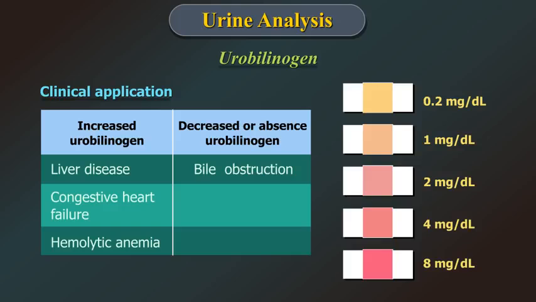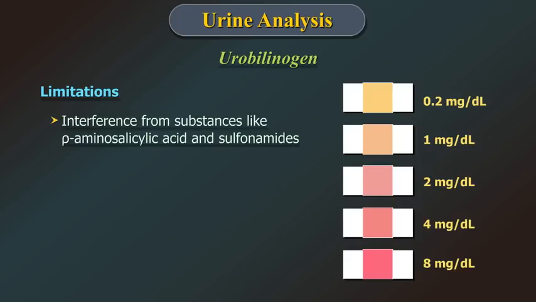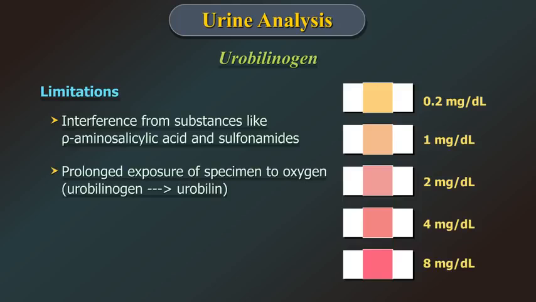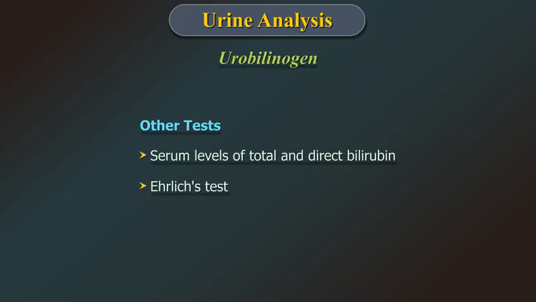Decrease or absence as seen in bile obstruction. Limitation. The interference from substances like p-aminosalicylic acid and sulfonamides. Prolonged exposure of specimen to oxygen. Cannot detect absence of urobilinogen. The other tests are serum levels of total and direct bilirubin levels.